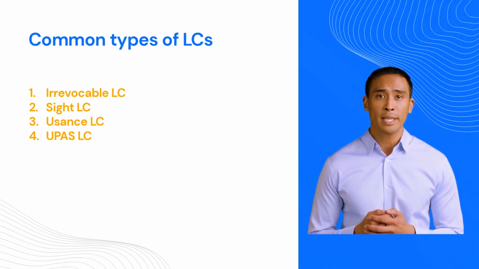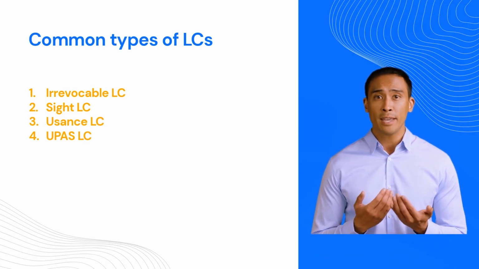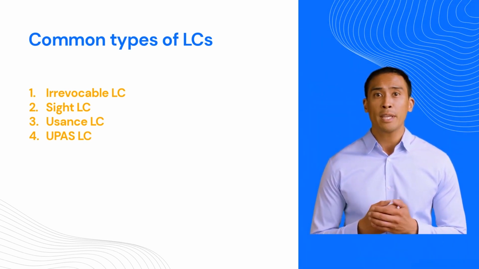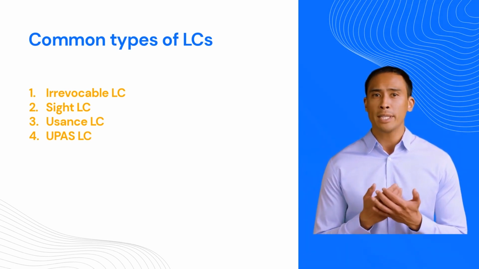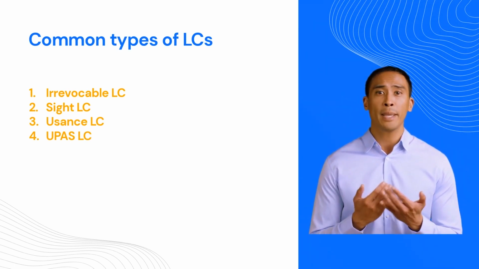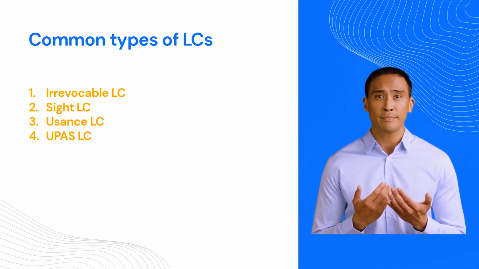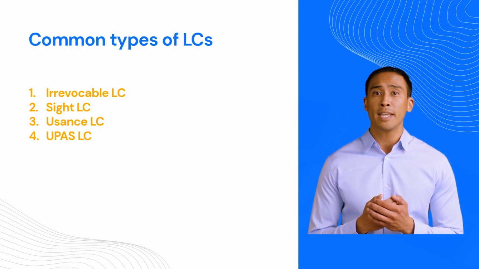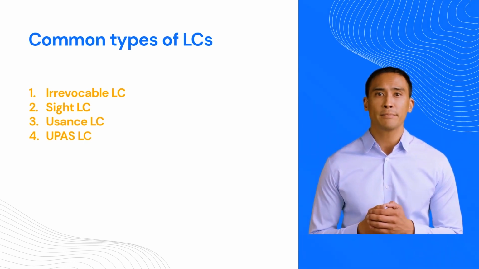Lastly, UPAS LC, which stands for Usance Payable at Sight LC, is a type of international trade financing method where the seller can present the documents required by the LC to the issuing bank and receive payment immediately upon presentation, but the buyer can pay the bank at a future date. This combines both features of a sight LC and a usance LC.